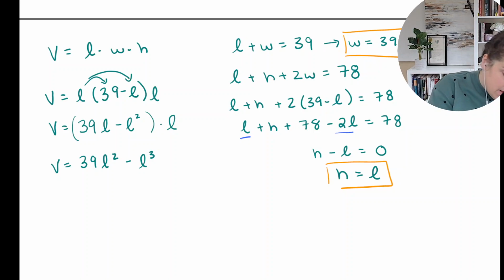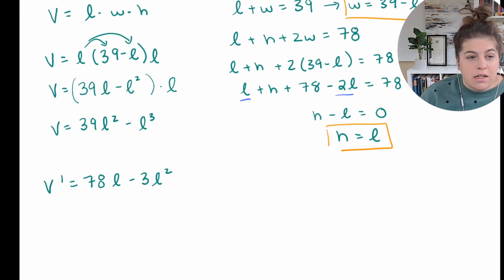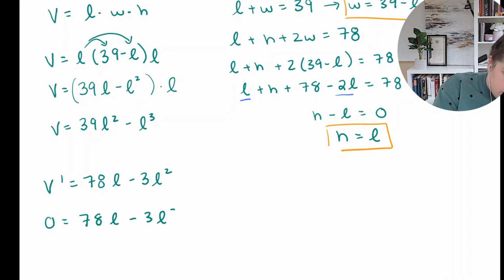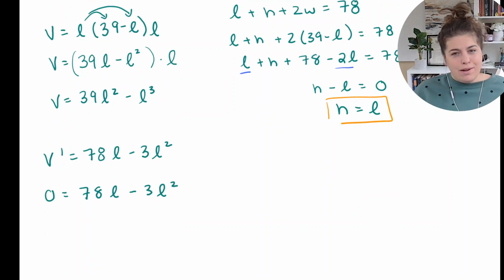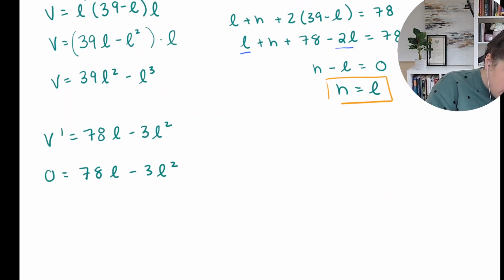And so when we take the derivative here, we're going to end up with 78L minus 3L squared. This is still really important, right? We set it equal to 0. Just want to show you one thing. In this one, we still have a quadratic, but we don't have to solve with the quadratic formula because we can actually just factor out one of those L's.